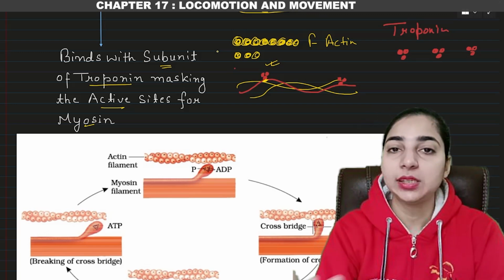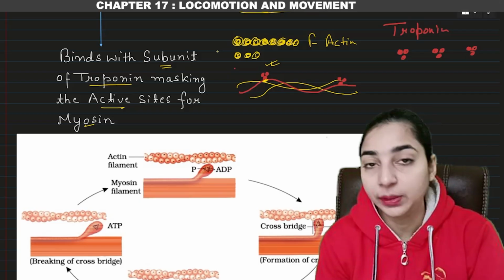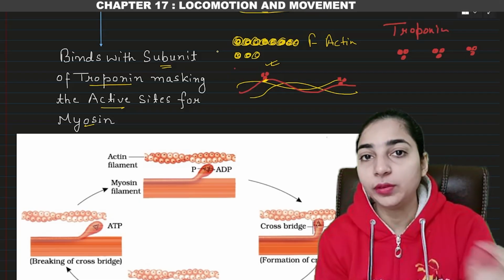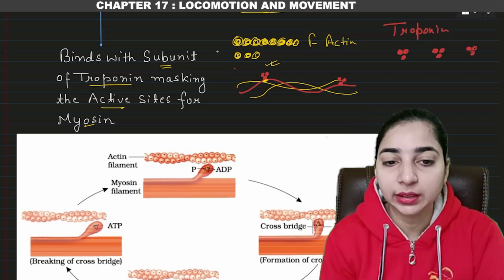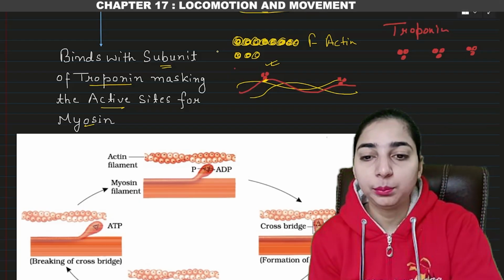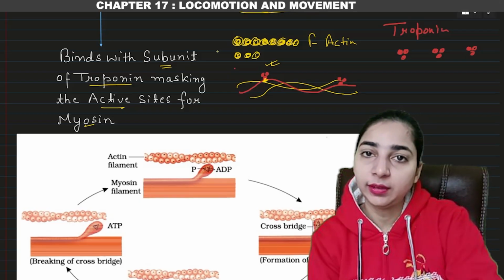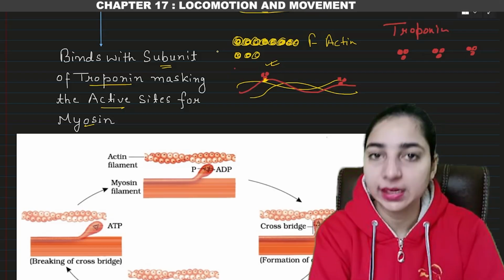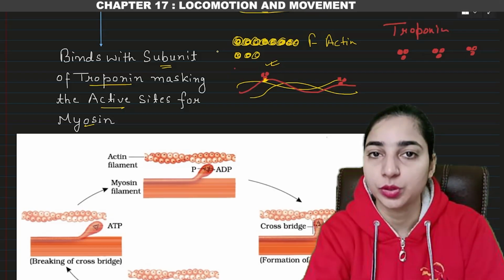So when the actin and myosin have to bind, this troponin should be distracted from here. So who will distract this subunit of troponin? It will be distracted by the calcium ion. So calcium ion will come and bind with this subunit. So now the subunit of troponin will get busy with the calcium ion, and this site which it was masking will get exposed.